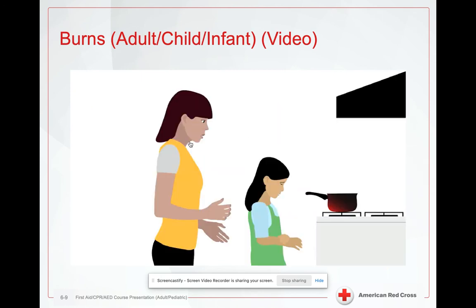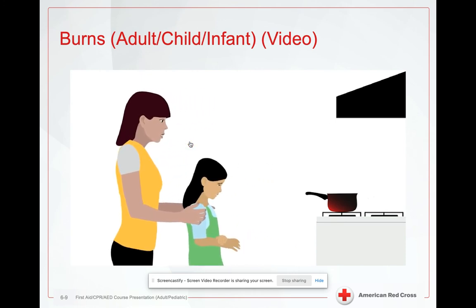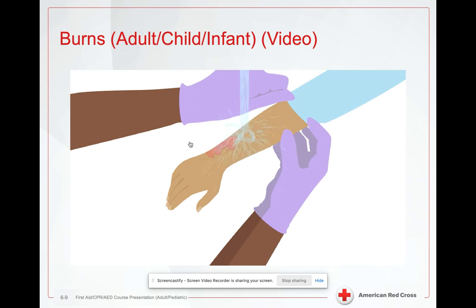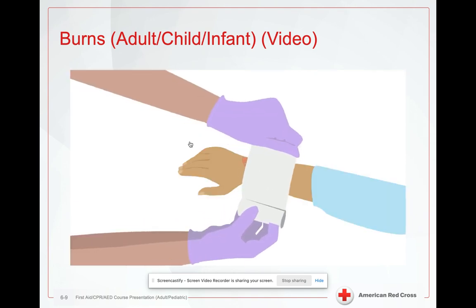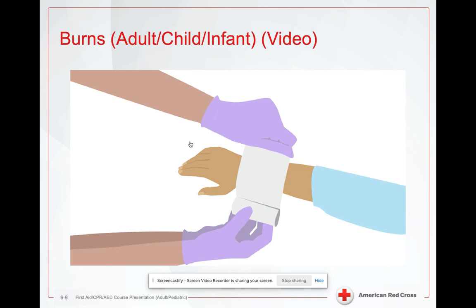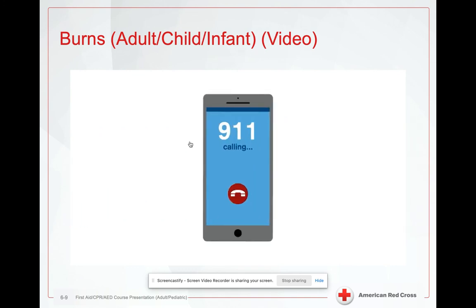After sizing up the scene, stop the burning by eliminating the cause of the burn if it is safe to do so. Next, cool the burn using cool or cold clean running water for at least 10 minutes. Finally, cover the burn loosely with a dry, sterile dressing. Burns involving blistering or broken skin should be evaluated by a healthcare provider. Some burns are minor and require only first aid care, but others are critical and require a call to 911 or the designated emergency number.